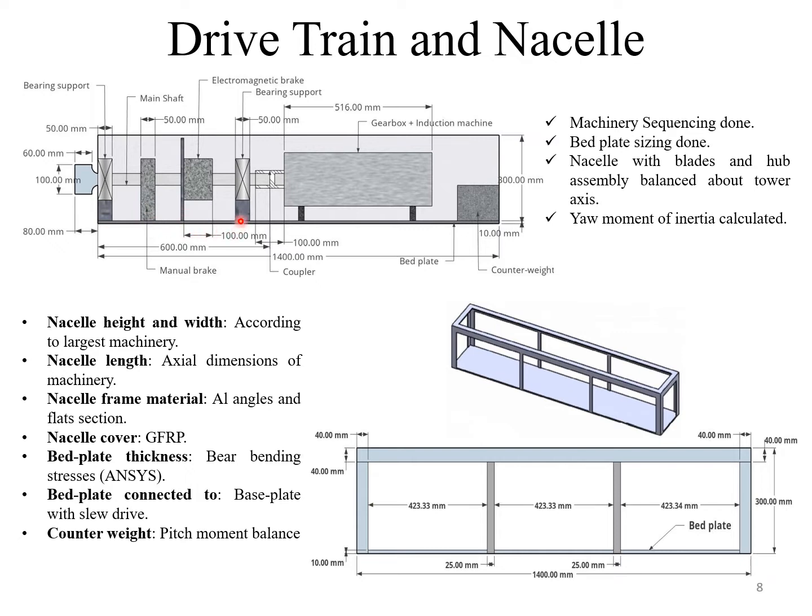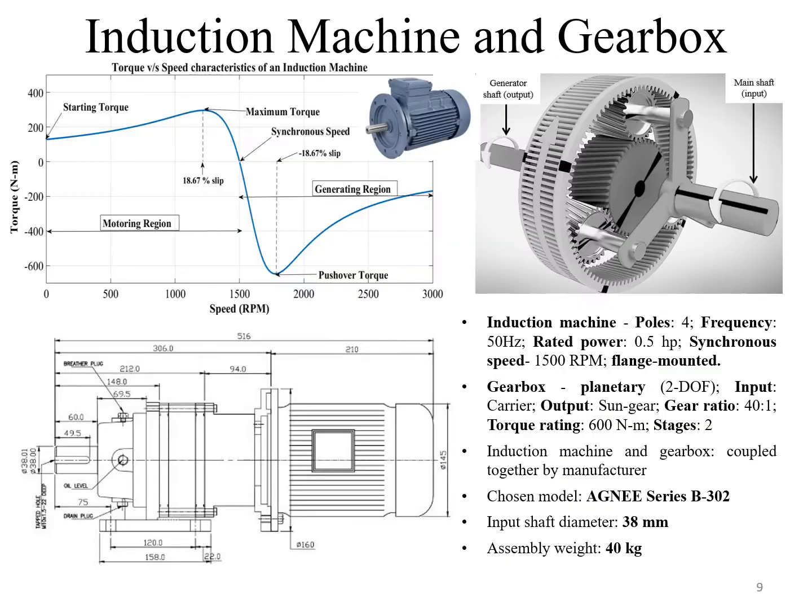Then there is another bearing support for the main shaft, which leads to the coupling connecting the main shaft to the gearbox and the generator assembly. Finally, the counterweight is present near the downstream end of the nacelle to compensate for any pitch moment and balance about the tower axis. The induction machine is required for converting mechanical energy into electrical energy.